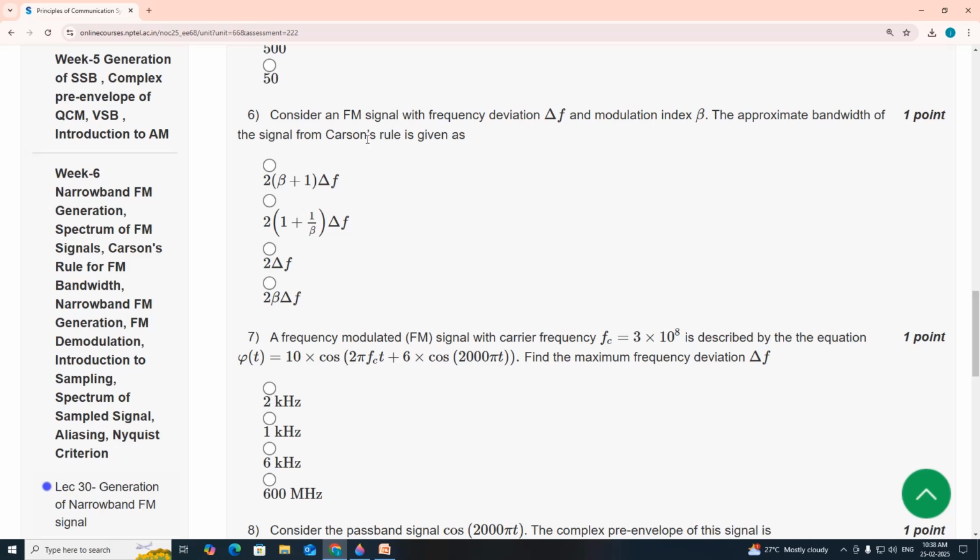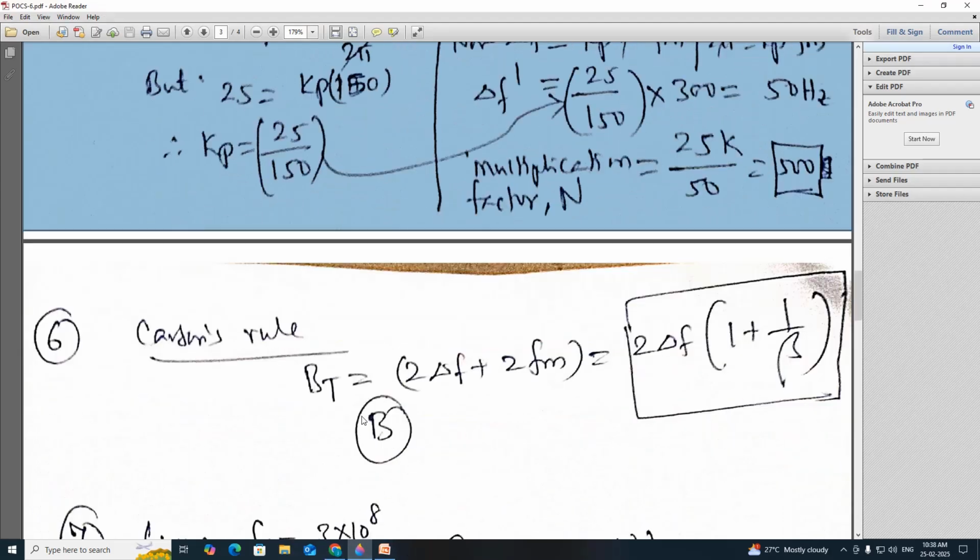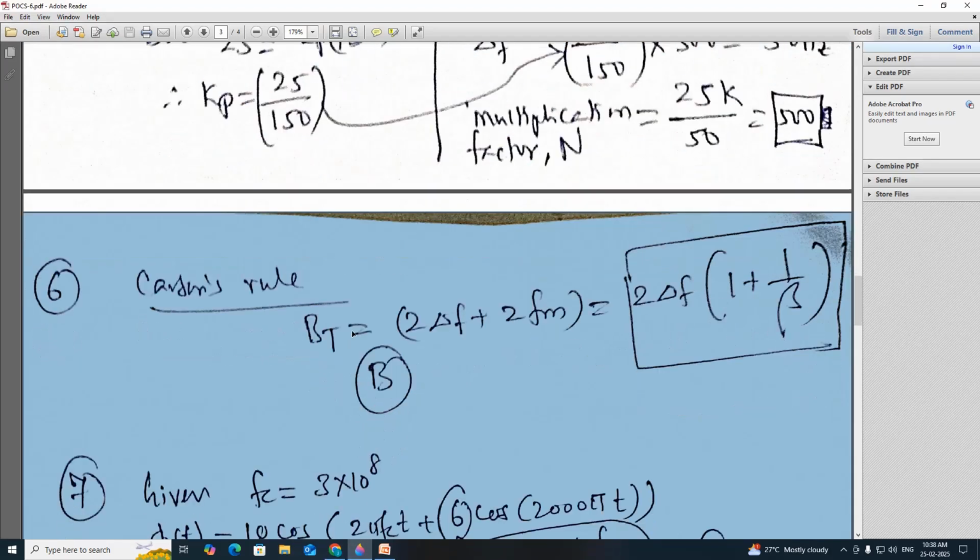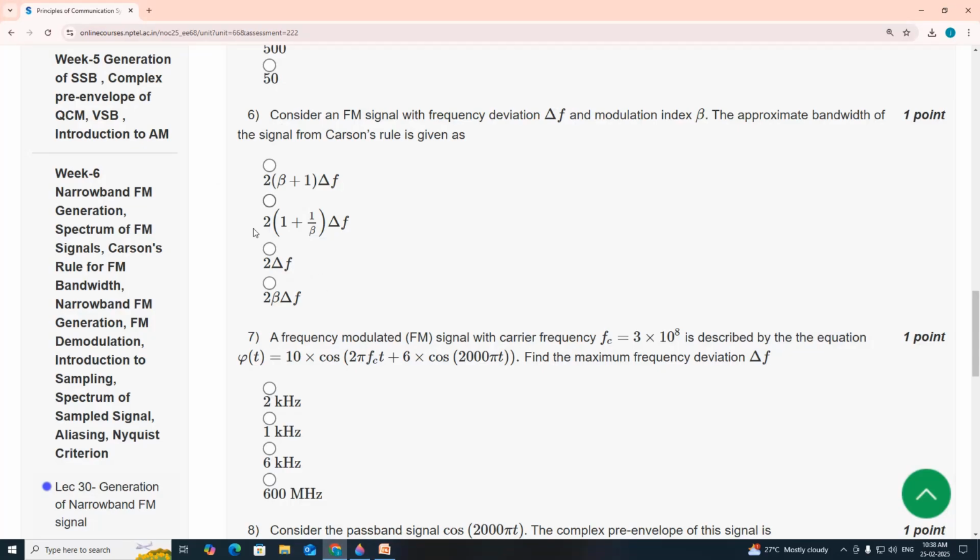Sixth one, consider an FM signal with frequency deviation delta f and modulation index beta. The approximate bandwidth of the signal from Carson's rule is given as: Bt is equal to 2 delta f plus 2 fm. Or you can also write this as 2 delta f into 1 plus 1 by beta. So that is option B.